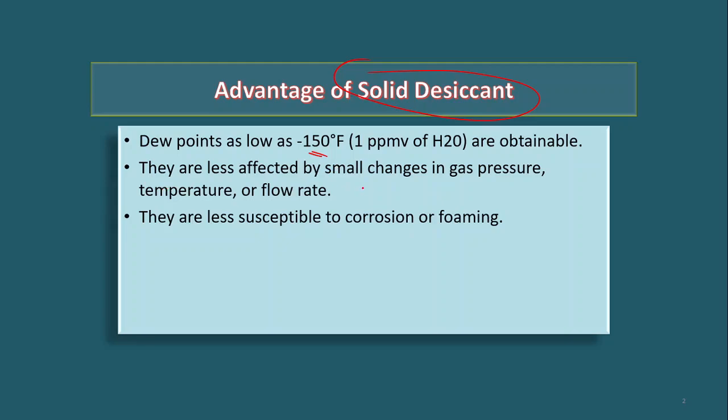They are less affected by small changes in the gas pressure, temperature, and flow rate. This is one of the advantages of the solid desiccant. They are less susceptible to corrosion or foaming because of the solid material, and that's why they are very much less affected by all these parameters.